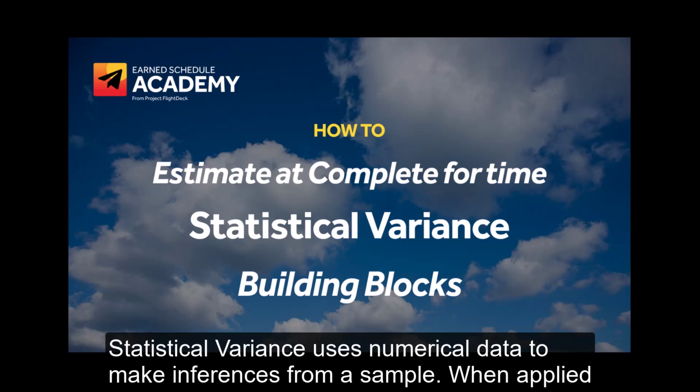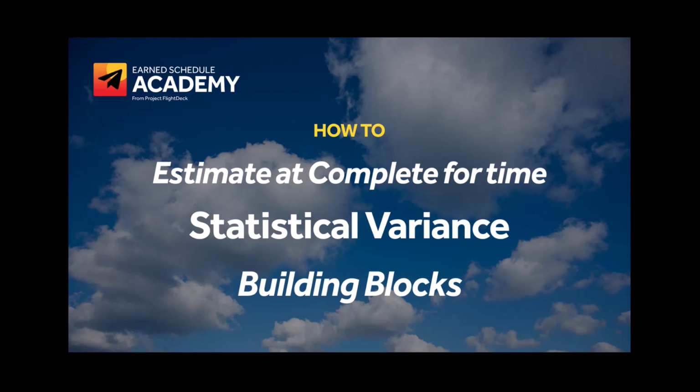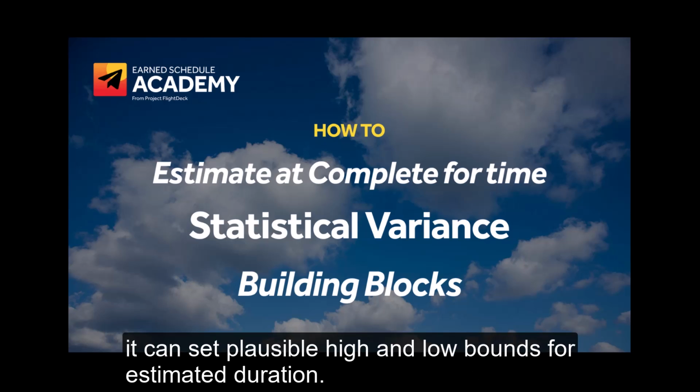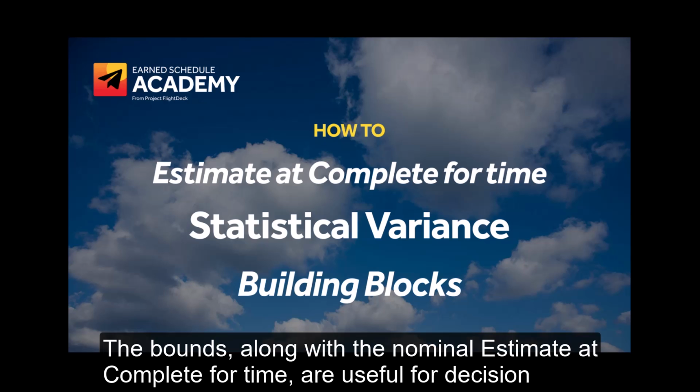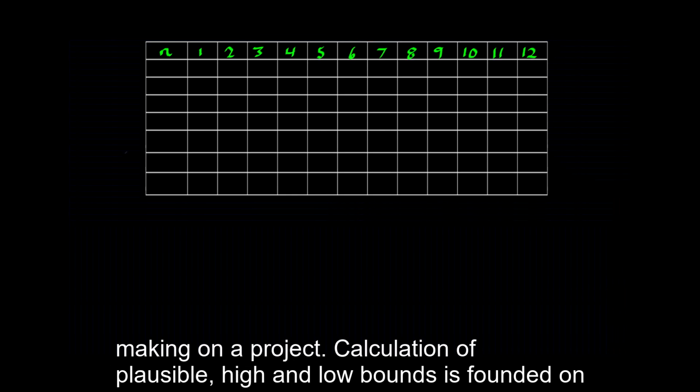Statistical variance uses numerical data to make inferences from a sample. When applied to schedule performance, it can set plausible high and low bounds for estimated duration. The bounds, along with the nominal estimate at complete for time, are useful for decision-making on a project.